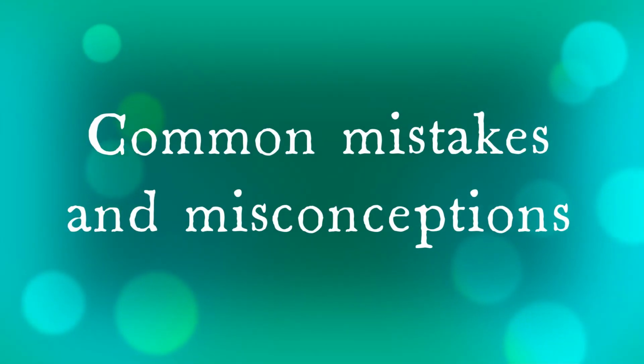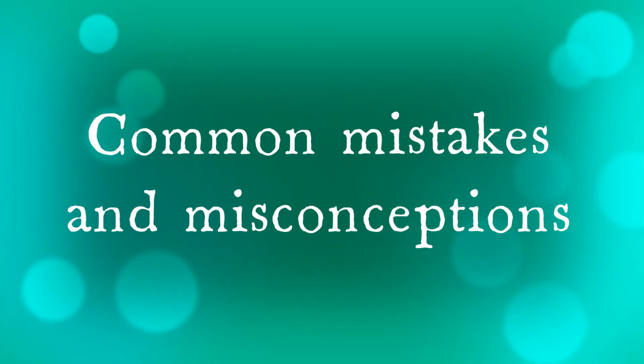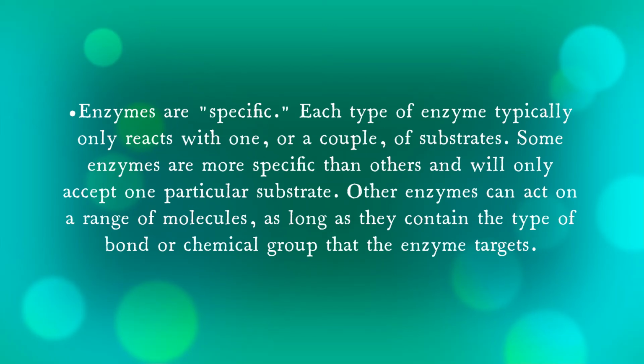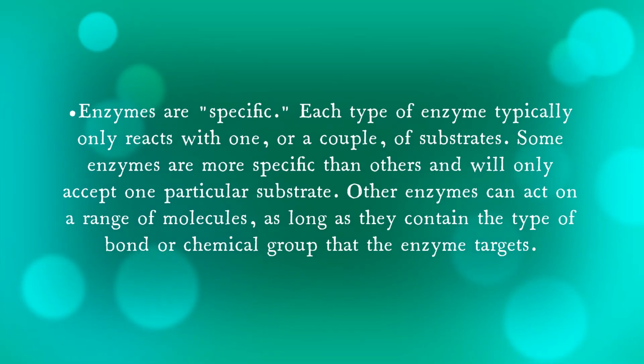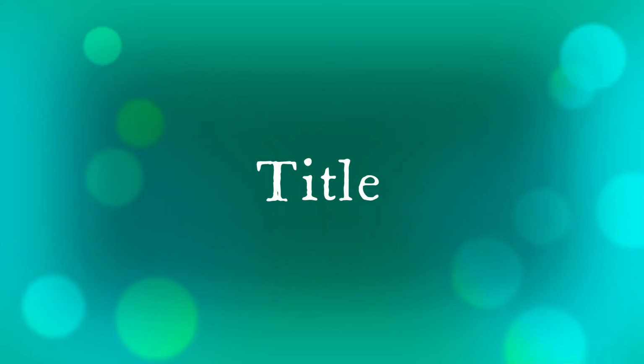And now, we will discuss the common mistakes and misconceptions of enzyme action. First, enzymes are specific. Each type of enzyme typically only reacts with one or a couple of substrates. Some enzymes are more specific than others and will only accept one particular substrate. Other enzymes can act on a range of molecules as long as they contain the types of bond or chemical group that the enzymes target.